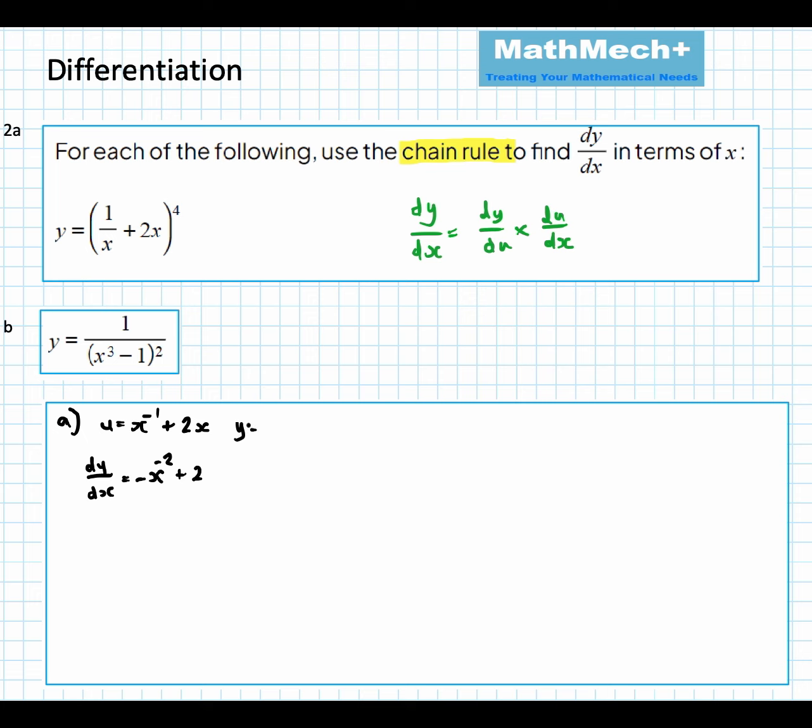Secondly, we have y equals, so the whole thing itself, we'll call that u to the power of 4, which is the outside part, 4. We'll also derive that, or find the differentiated function of that, which is 4u to the power of 3. Now we can start to put it together. So 4u to the power of 3 times, I'm going to just move that around, so it's 2 minus x to the minus 2, and then plug in your u again.